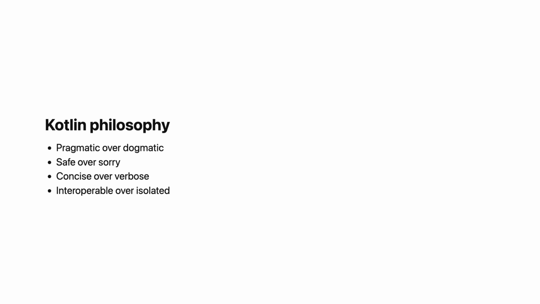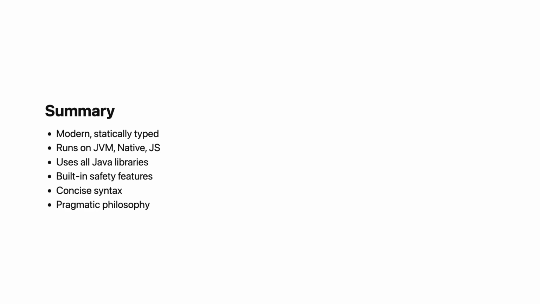Kotlin has a philosophy: pragmatic over dogmatic. Kotlin does not enforce a single paradigm. It supports object-oriented programming, it supports functional programming. Use what works. Safe over sorry. The defaults prevent common mistakes. You can bypass safety when needed, but you must be explicit. Concise over verbose. Reduce noise, express ideas directly. Let the compiler handle the rest. Interoperable over isolated. Work with existing code, work with existing tools. Integration is not an afterthought. This philosophy makes Kotlin productive. It helps you write correct code quickly.